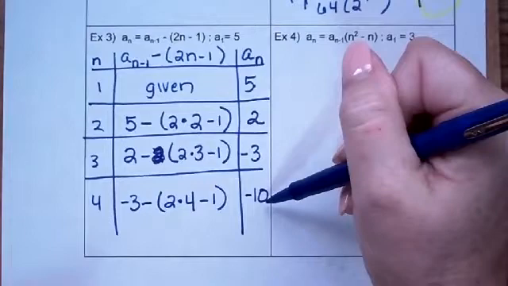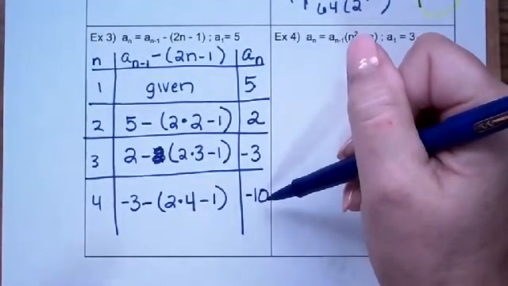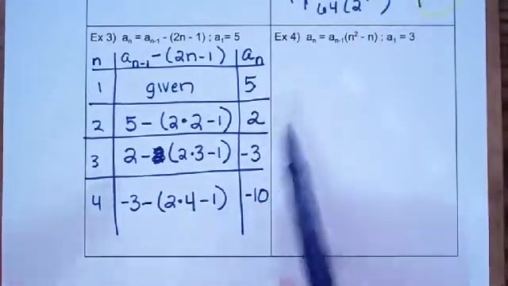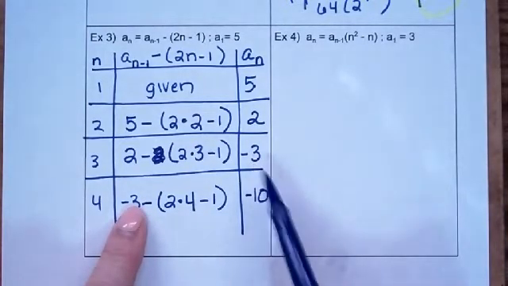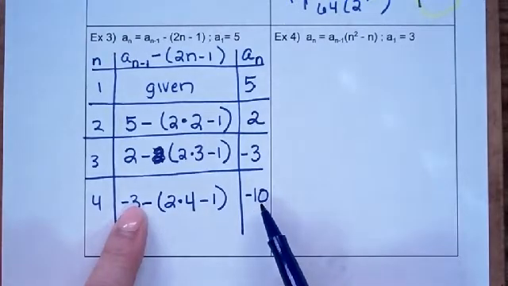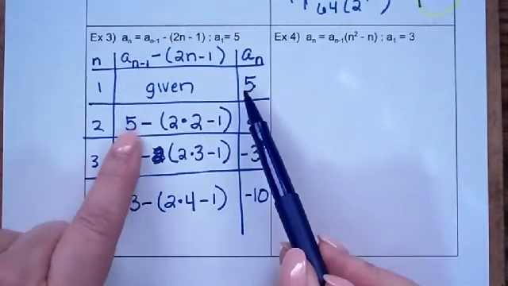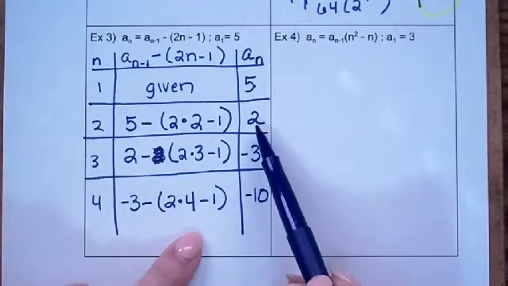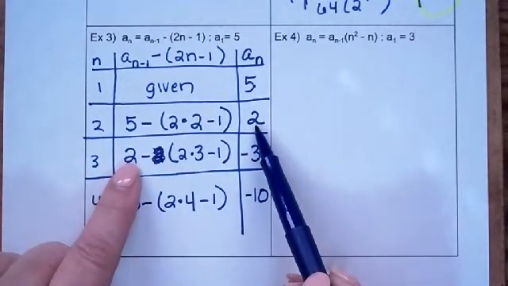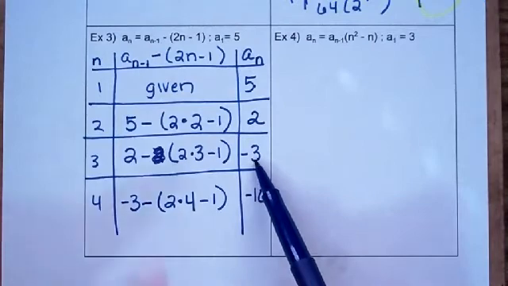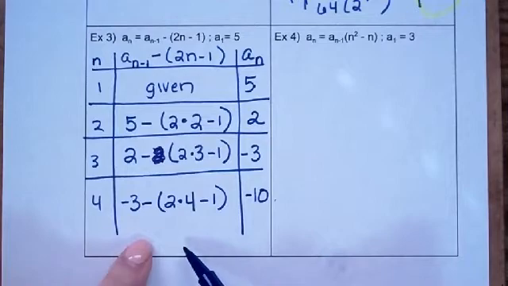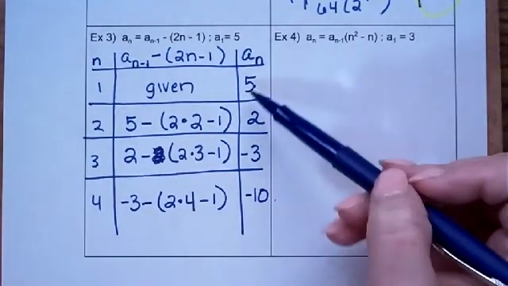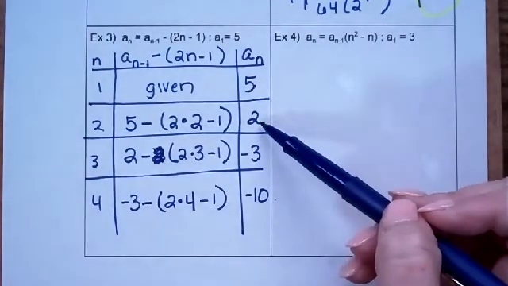But that's not what makes it recursive. What makes it recursive is that I have to use the previous term to get my new term. Okay, so see, I started with 5, I used a 5 in the next step. I got an answer 2, I used a 2 in the next step. I started with -3 here and I used it in the next step. And then in the next one, I would actually use -10 to find the 5th one. Recursive means you use the previous term to get your new term.